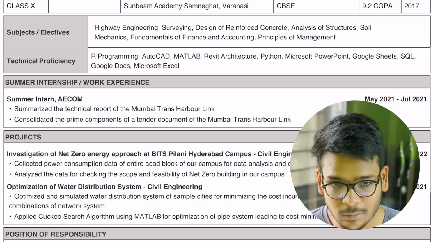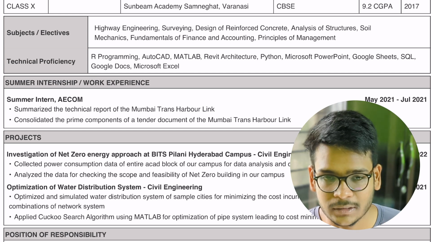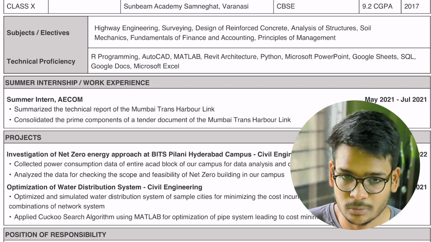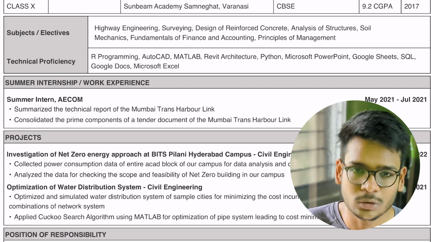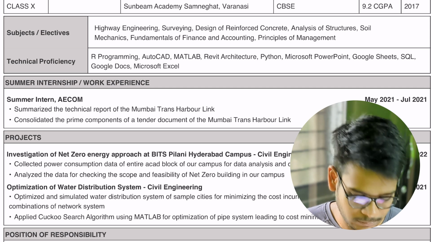Now coming to the technical proficiency. Whatever hands-on you have with any of the softwares like Google Sheets, MS Excel, I would suggest to put it in the resume. Even if you are an amateur, if you know the basics of it, that is also completely fine. You should put it in your resume. The resume would be really good.